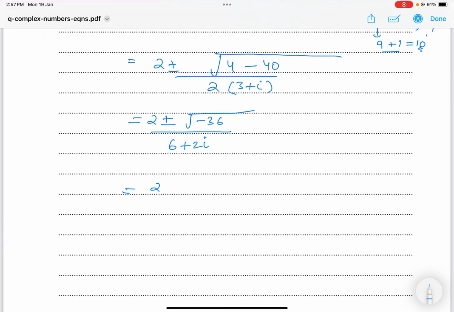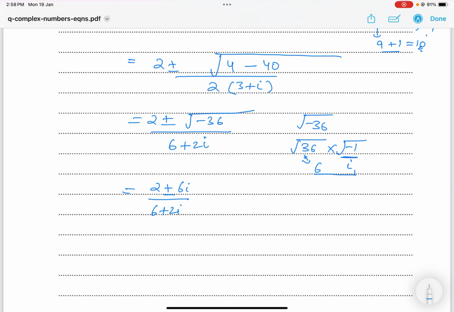So this would give us 2 plus or minus, what is the square root of 36? It's 6. Because it is negative, I'll put i. Can I write square root of negative 36 like this? Square root of 36 times square root of negative 1. And square root of negative 1 is i. And square root of 36 is 6. So can I write it as 6i? Divided by 6 plus 2i.